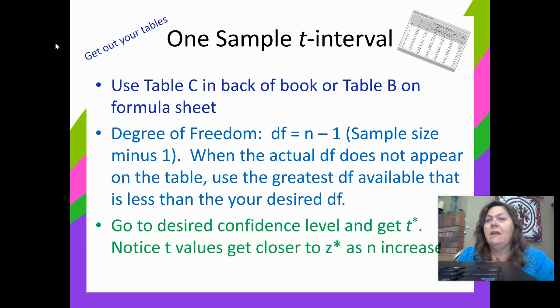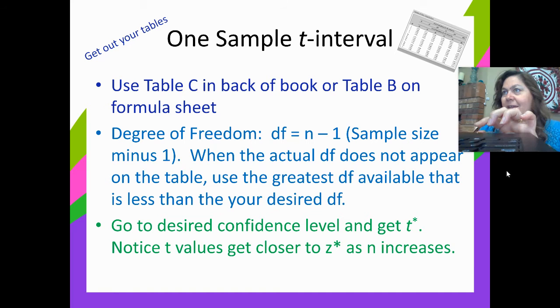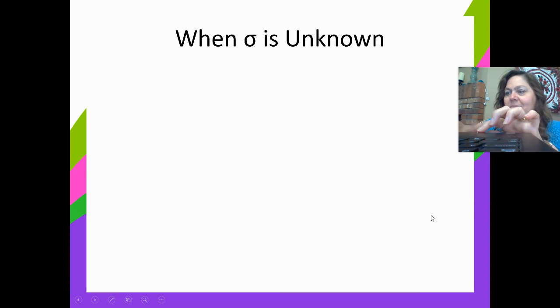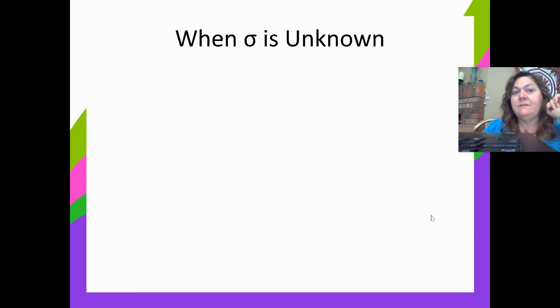Okay, and I just now showed you this. So you go to that desired confidence level that I just showed you and get your T star. And then I just said, please notice that the T values were getting closer and closer to that Z star as n increases. And that's what I said earlier: as n gets bigger, you're getting more and more normal. So remember, sigma is unknown.